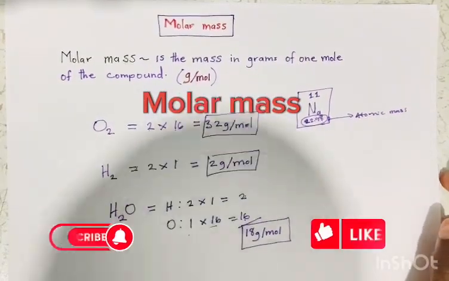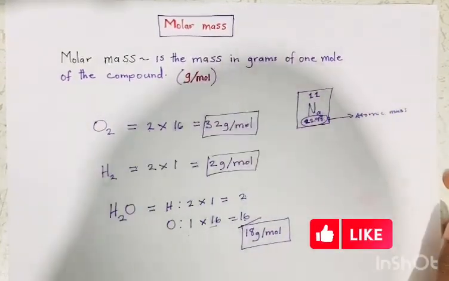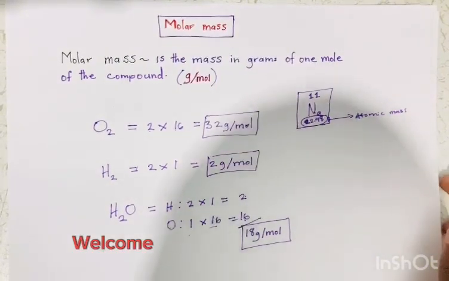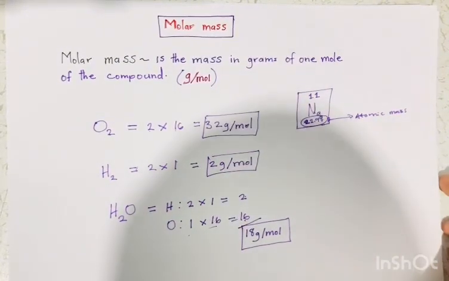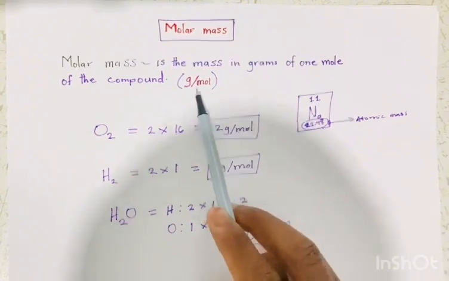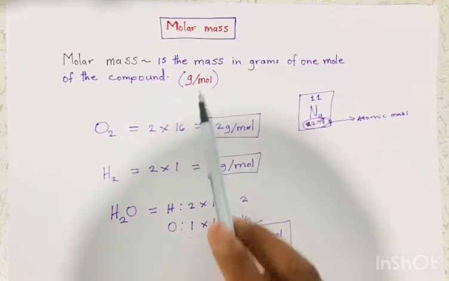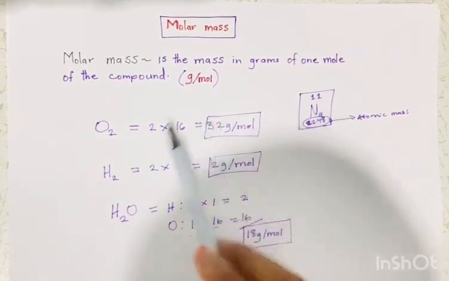In this video, we will learn how to calculate the molar mass of an element and compound. Molar mass is the mass in grams of 1 mole of the compound. So normally molar mass is measured in grams per mole. Let's look at some examples.